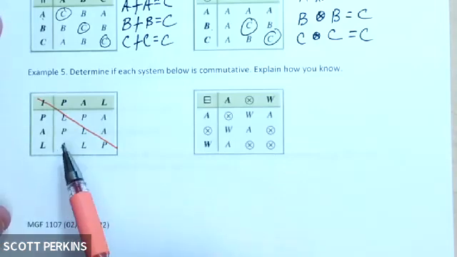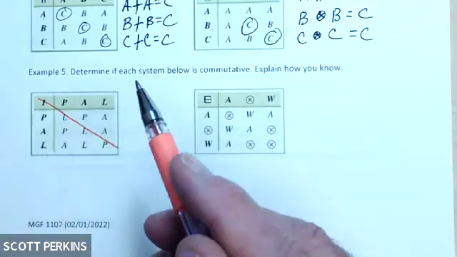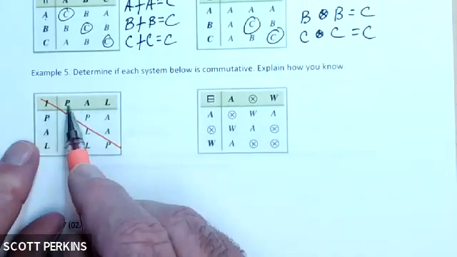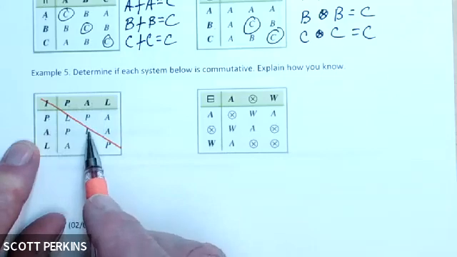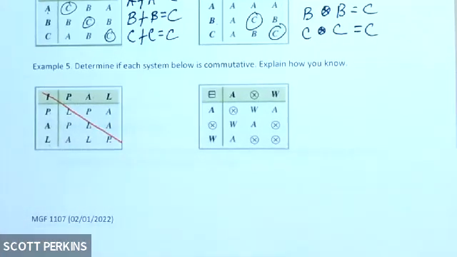So for the first one, I've drawn my diagonal down the sames. What I mean by the sames is when I combine P and P, I get L. A and A gives me L. L and L gives me P. So those are the sames. So I want to know now, is this commutative? Do I have the same thing in the triangle above and the same thing in the triangle below?